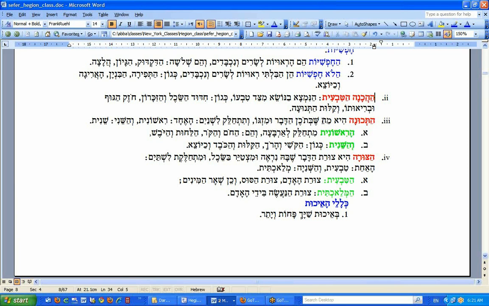Now, what's the second quality? This is not peculiar to man, but it can relate. Hachana tivis is hanimsa benose mitzad tivo. It's any quality that exists in an etzem naturally. Kugon, chidud hasechel v'zikaron.